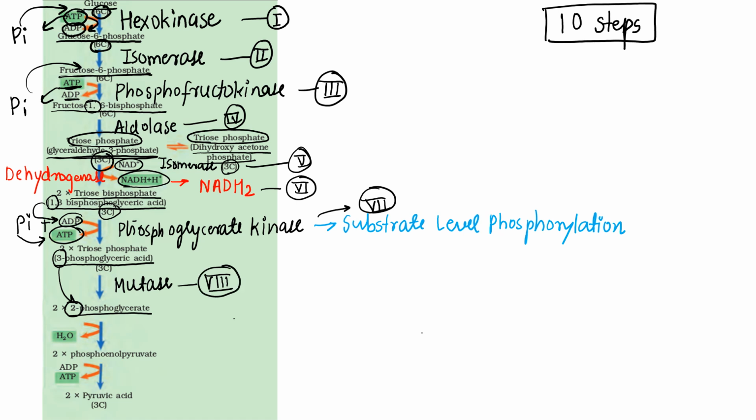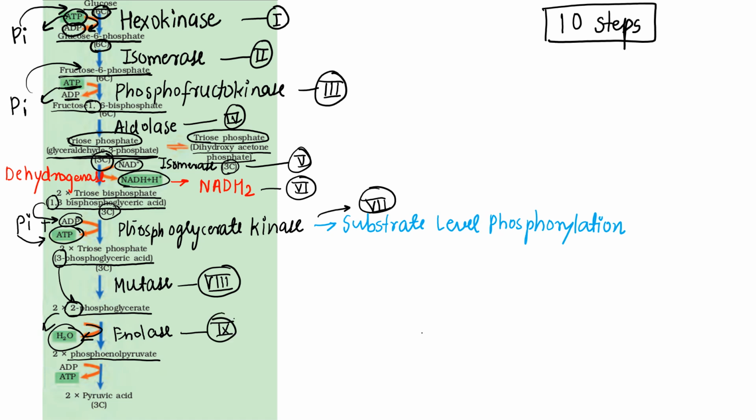In the 9th step, 2-phosphoglycerate gets converted to phosphoenol pyruvate. And here the enzyme is enolase. And water gets removed from this molecule. This is the 9th step.